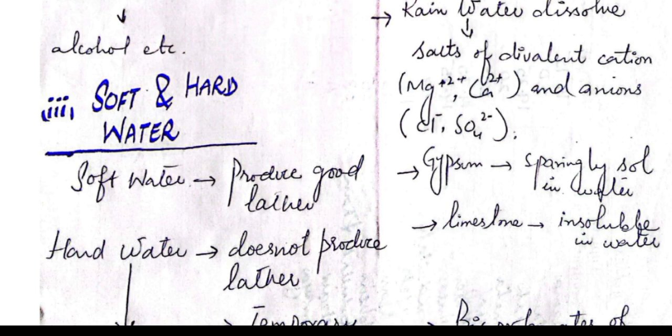Rainwater also dissolves salts of divalent cations and anions. In addition to this, there are gypsum and limestone present in the soils. Gypsum is sparingly soluble in water and limestone is totally insoluble in water. In this way, these compounds make the water hard.